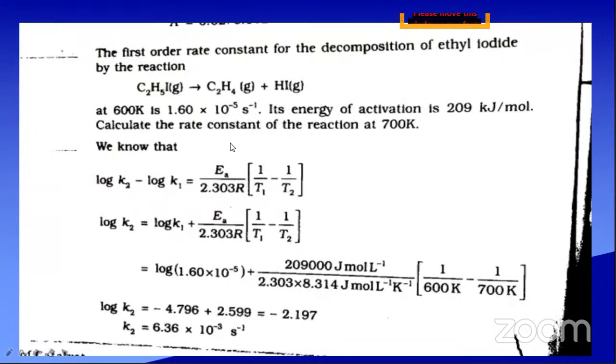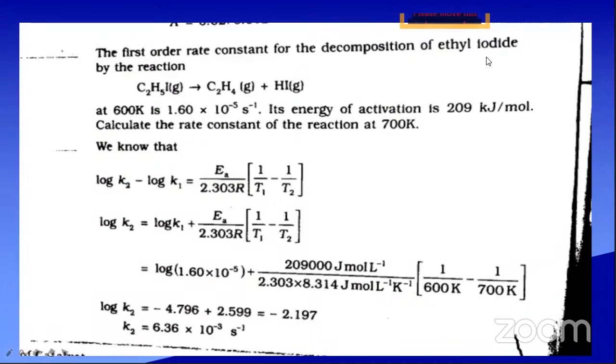So see, this is also similar to that problem. So the first order rate constant is given. Okay, what is he asking? K1 is given and T1, T2 are given. He is asking to find out the K2 value.